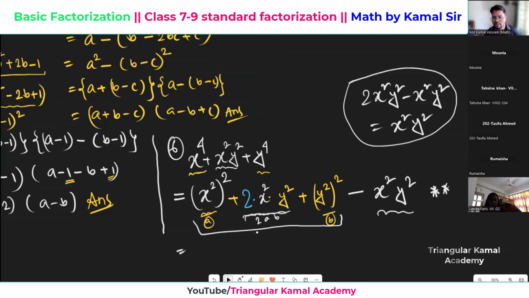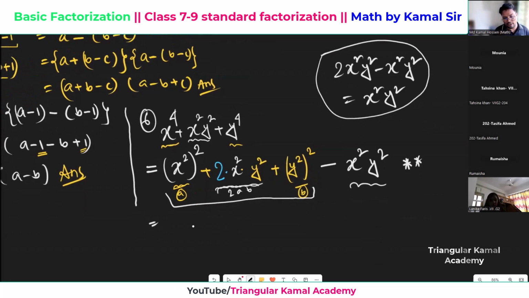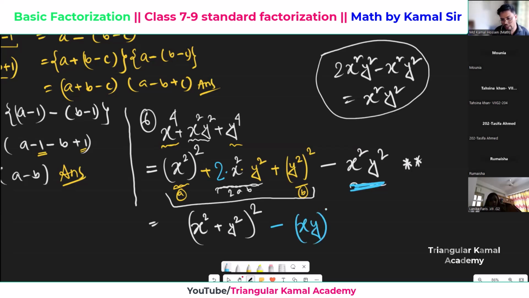A plus B whole square. So here A is x square, B is y square. A plus B whole square. But x square, y square, here also we can write as x, y whole square.